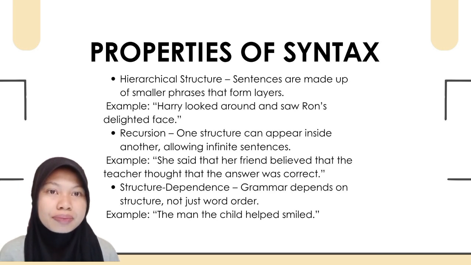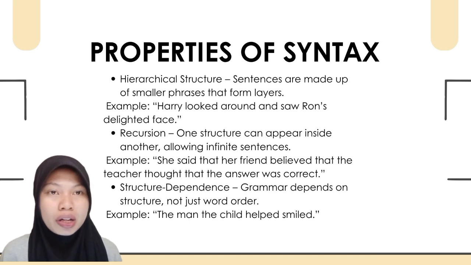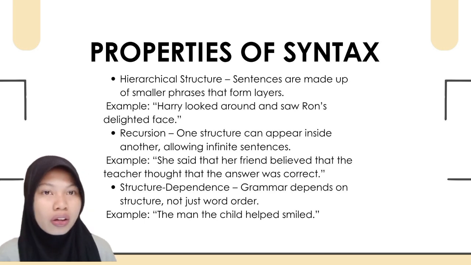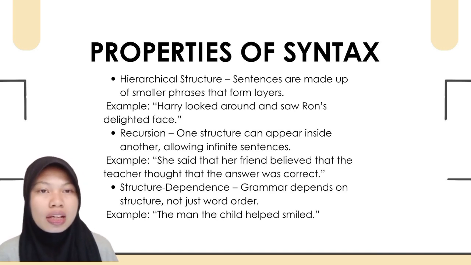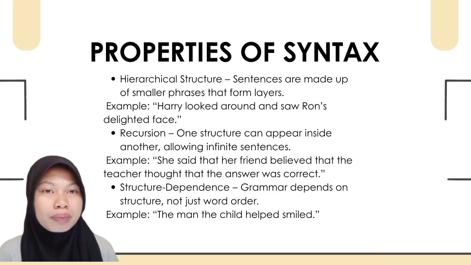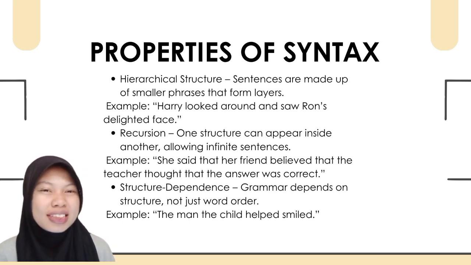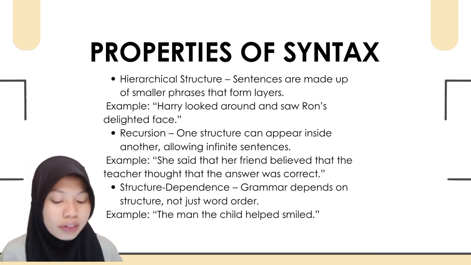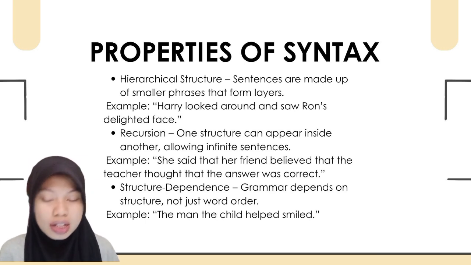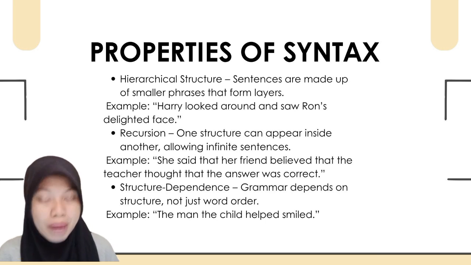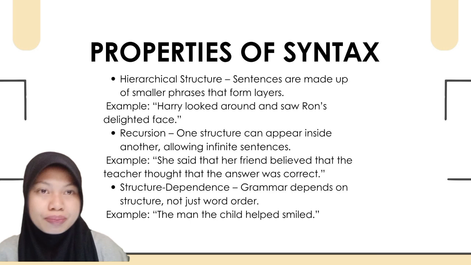Next is structure dependence. It means grammar depends on structure, not only on word order. For instance, the man the child has smiled at. The sentence is correct, but the man that child have the smile is not. The second is incorrect because adding the extra word breaks the sentence structure. Syntax rules work based on structure, not simply the sequence of words.